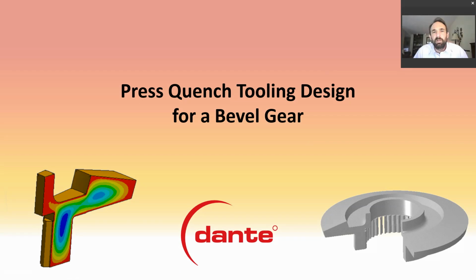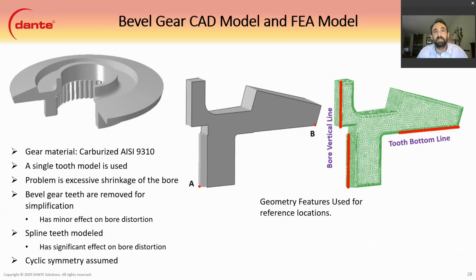The final case study I would like to go over today is press quench tooling design for a bevel gear using heat treatment simulation. The bevel gear in question is made out of carburized 9310. For the model, we used a single tooth of the spline, assuming cyclic symmetry. The bevel tooth on the bevel itself was removed due to the insignificant effect it has on the bore shrinkage, and the bore shrinkage was the main concern for this gear.